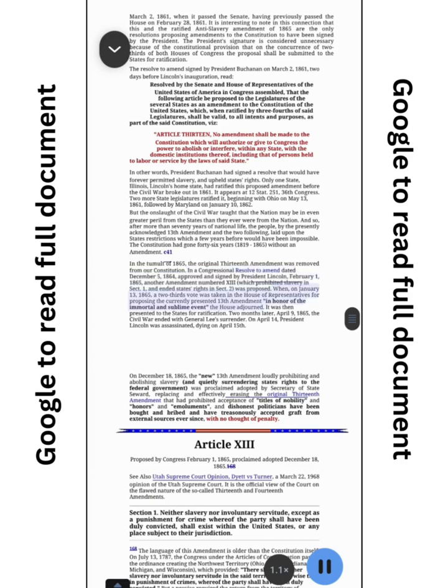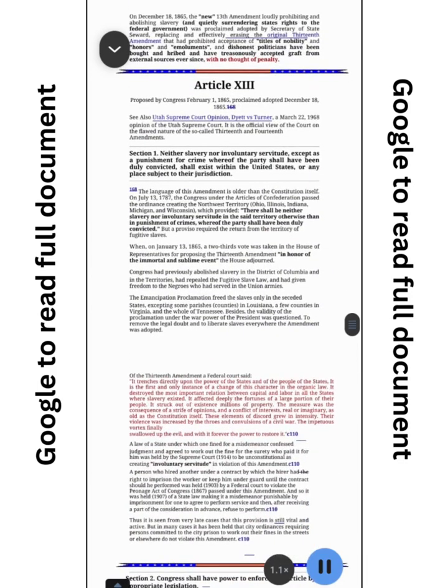When, on January 13, 1865, a two-thirds vote was taken in the House of Representatives for proposing the currently presented 13th Amendment, in honor of the immortal and sublime event, the House adjourned. It was then presented to the states for ratification. Two months later, April 9, 1865, the Civil War ended with General Lee's surrender. On April 14, President Lincoln was assassinated, dying on April 15. Proposed by Congress February 1, 1865, proclaimed adopted December 18.